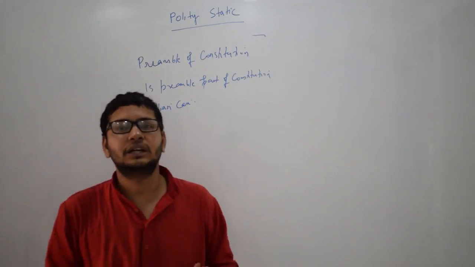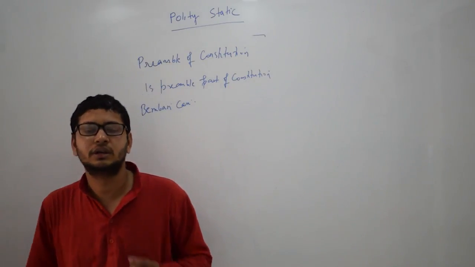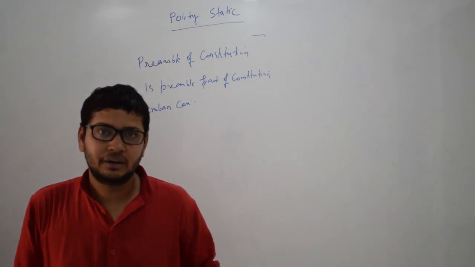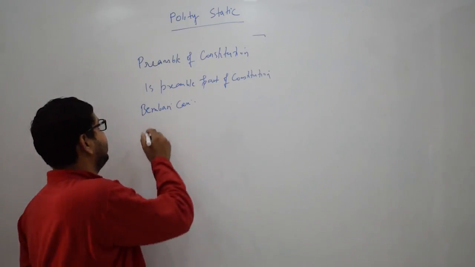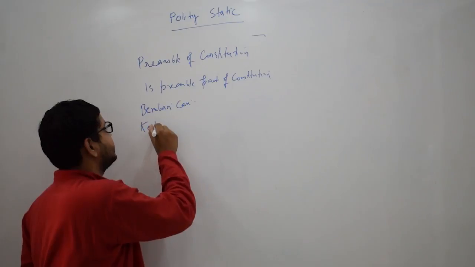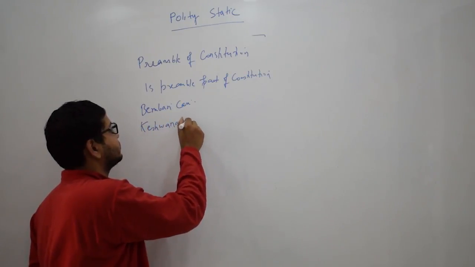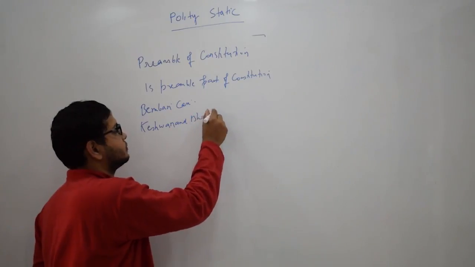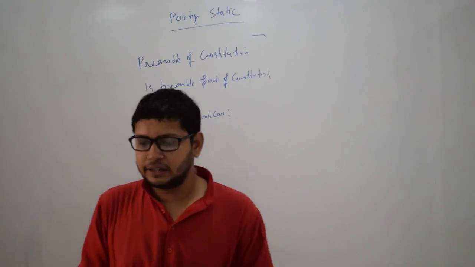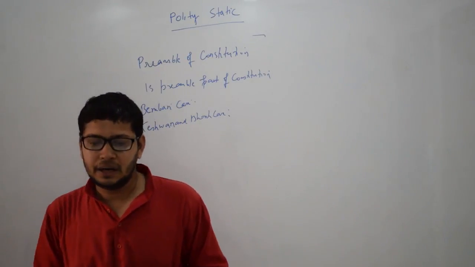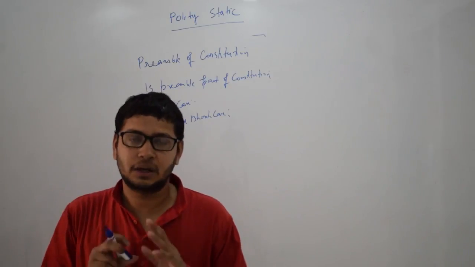Therefore, the idea was that the government wanted to amend the preamble, so it said that since it's not a part of the constitution, it cannot be amended, right? The next case where the issue of the preamble came up was the Kesavananda Bharati case, the very famous Kesavananda Bharati case. In this case, it declared that the preamble is a part of the constitution and therefore it can be amended.